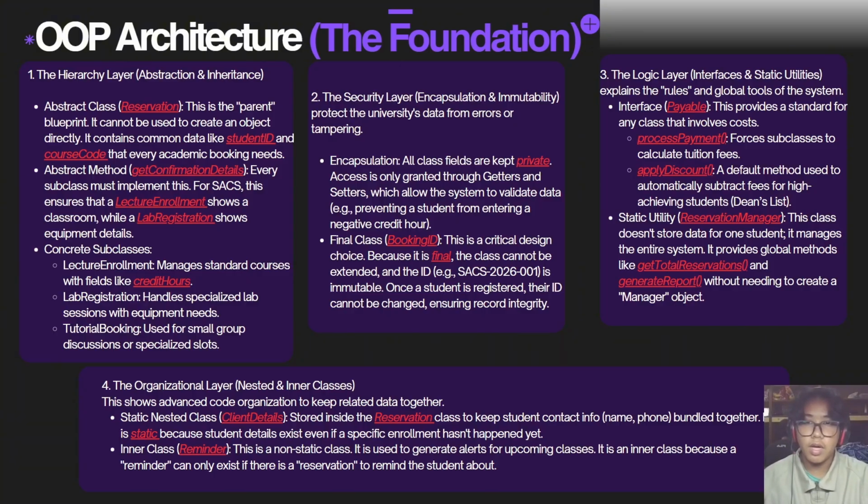The second one, we do the security layer to protect the university data from errors and tampering. First, we make encapsulation. All class fields are kept private, so they can only be accessed through getters and setters. Second, the final class, CanID. This is a critical design choice because it is final. The class cannot be extended.